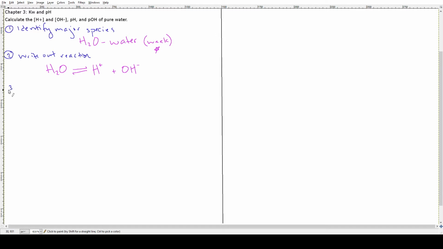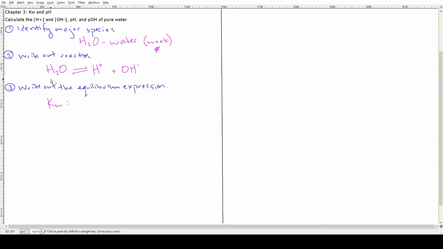So next, you're going to write out the equilibrium expression. This is from our last chapter. We're going to write out our K, I'm going to put purple for that. We're going to write our Kw. And I'm saying Kw because this is water. If it was any other reaction, like a weak acid or a weak base, you'd have Ka or Kb. But water is special, so it gets Kw.